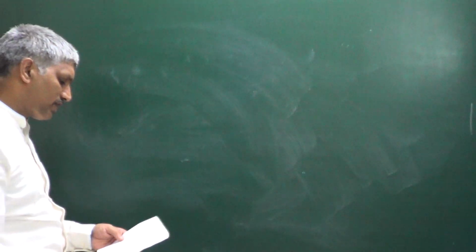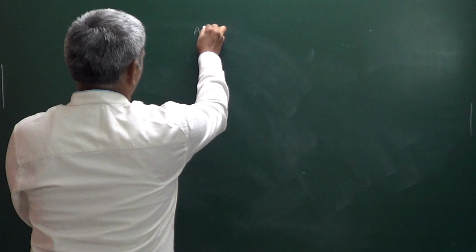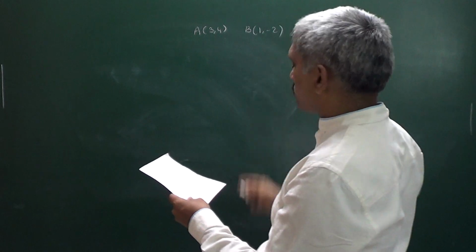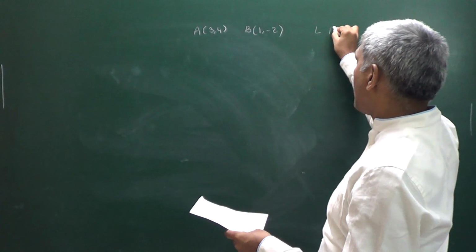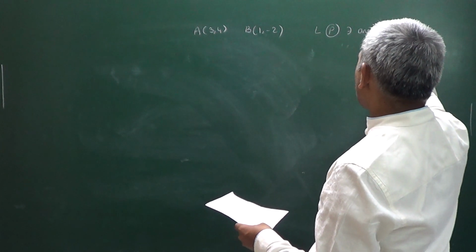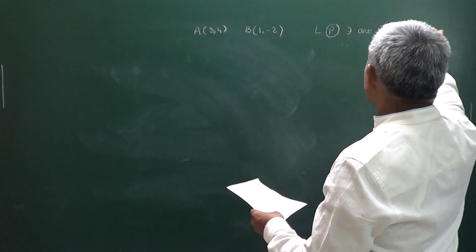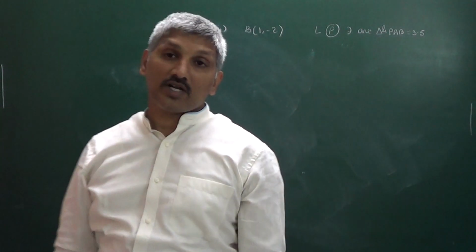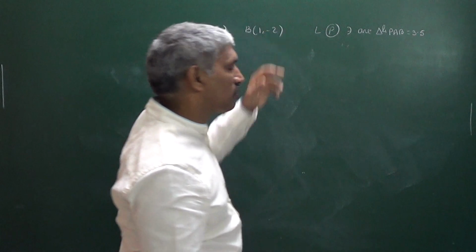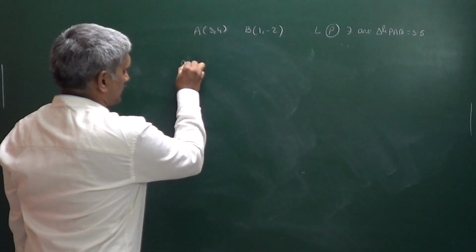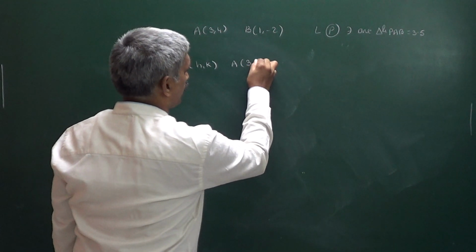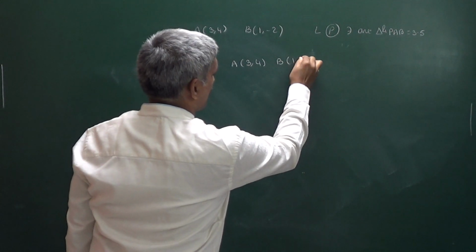So the next question is given in this way. One point is given, A (3, 4), and one more point is given, B (1, minus 2). He is asking the locus of a point P such that the area of triangle PAB is equal to 3.5 square units. The triangle area is given as 3.5 square units. Then he is asking for the locus of the point. Let us say the one point is P (h, k), the other point is (3, 4) and one more point is B (1, minus 2).